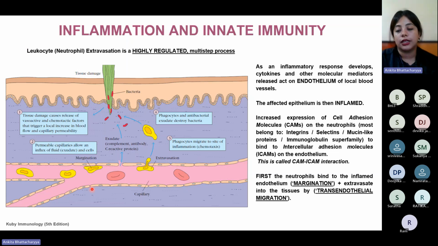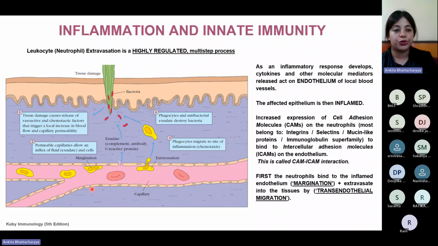The affected endothelium then becomes inflamed. There is increased expression of certain molecules, certain receptors. You're already familiar with them, which are known as cell adhesion molecules or CAMs, which can belong to integrins, selectins, mucin-like proteins, or IGSF, which is the immunoglobulin superfamily, which are then able to bind to ICAMs on the endothelium. So there is CAM-ICAM interaction. I'll come to it in the next slide also.